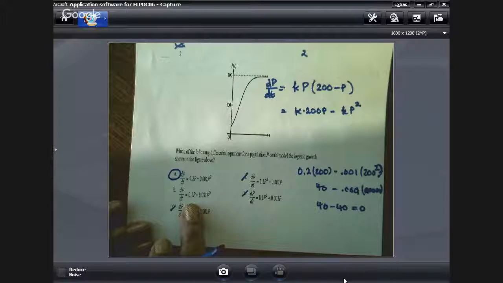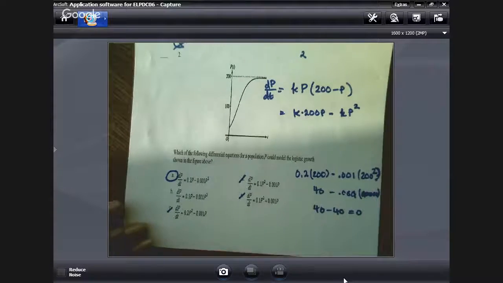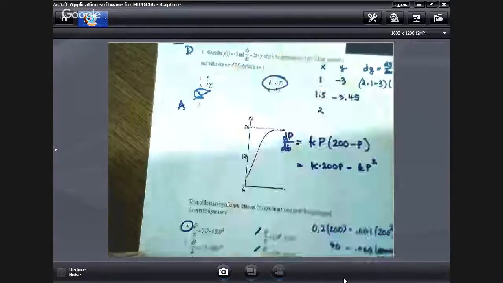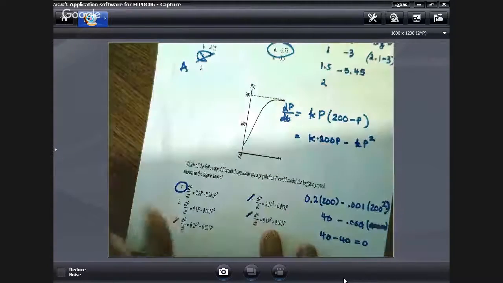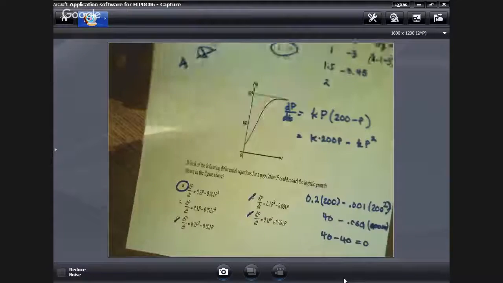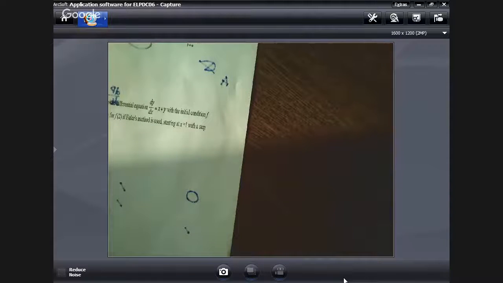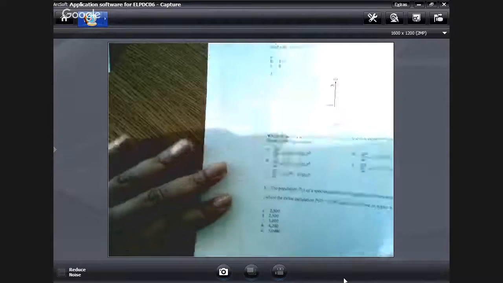I'm pretty sure that if I change this 0.2 to a 0.1, it doesn't work. So A. Still with me? I only have 3 more problems to do, and then we'll be done. So let's not look at it there because now it's all squishy because I wrote on top of it. Let's look at number 3. This is from the handout.